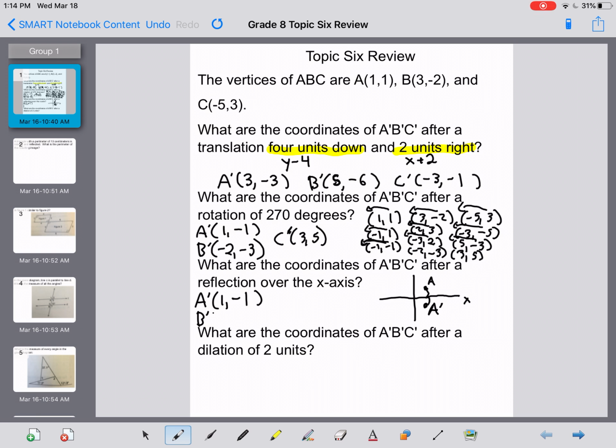Now, since I see that for all of my points, my x value stays the same and the y value changes, I just do the same thing for my other points. For B, my x value of 3 stays the same, and my y value of negative 2 changes to positive 2. For point C prime, my x value of negative 5 stays the same, but my y value changes from 3 to negative 3.